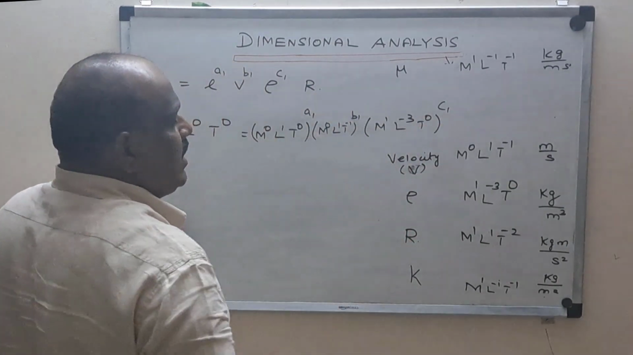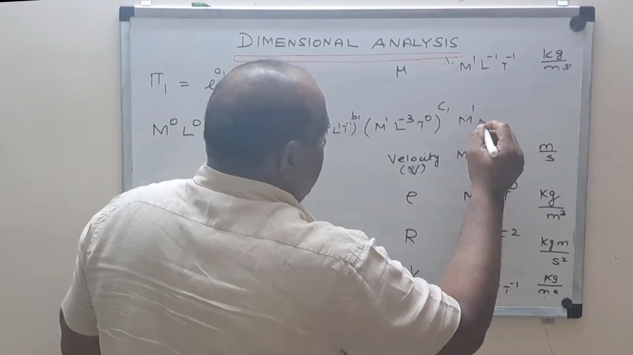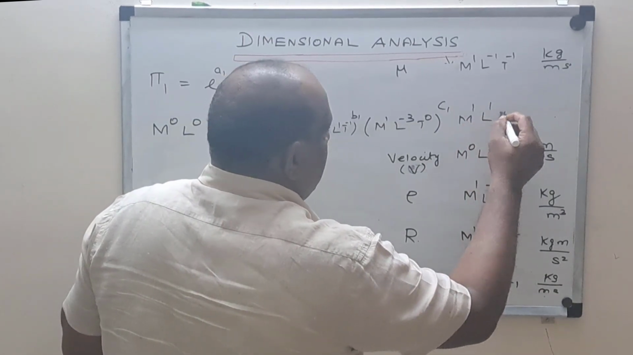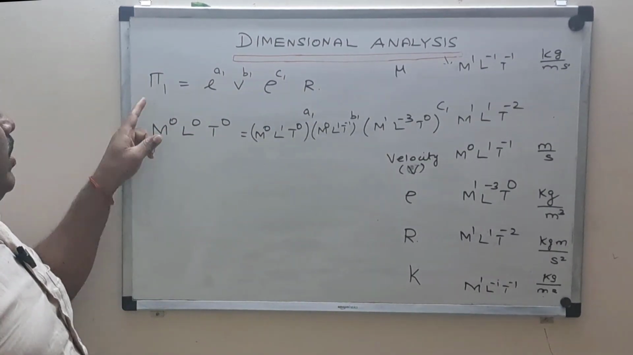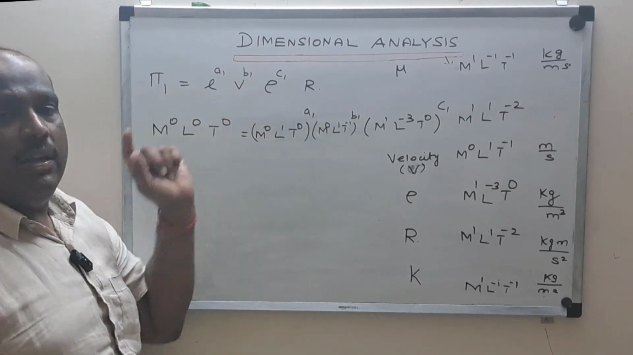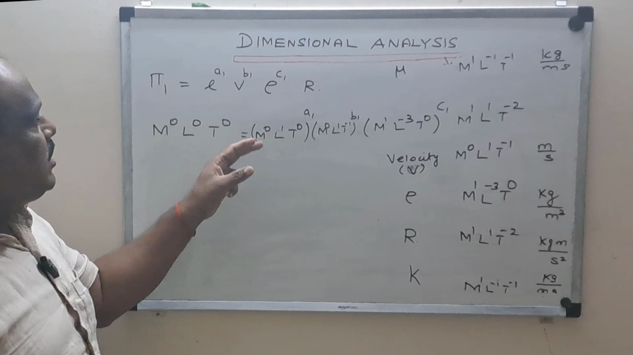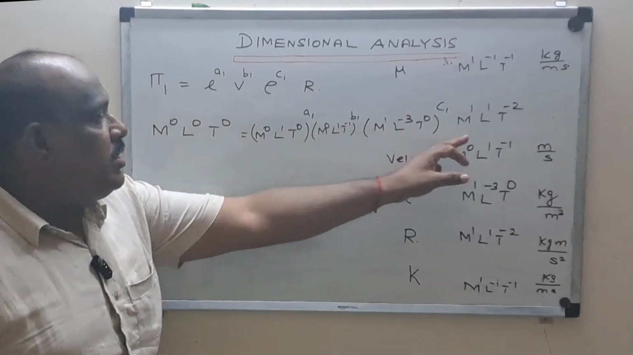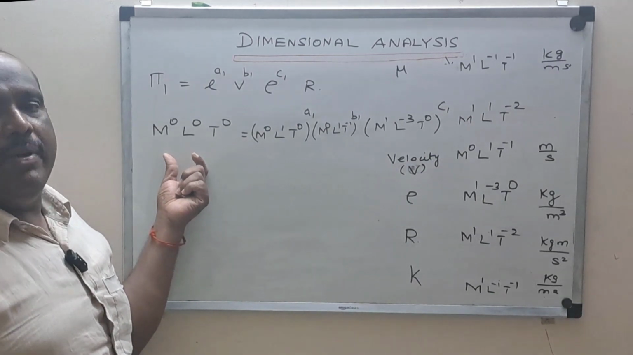What is the unit of resistance? The resistance is this one. So it is M power 1, L power 1, T power minus 2. I will repeat. First I am forming this equation: pi 1 equal to L power A1, V power B1, rho power C1 and R. Now I am trying to substitute the values of the dimensions. We have the dimensions for L, V and rho as well as R. But we don't have the dimensions for pi because it's a constant.